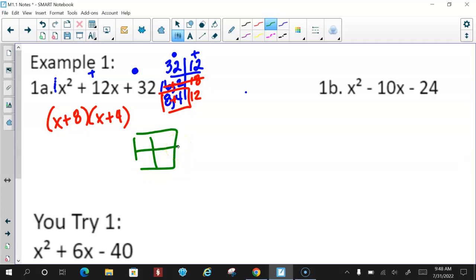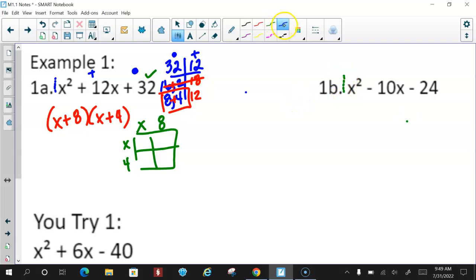Now, I'm not going to do this every time, but just to get y'all in the mode of practicing. So you set up that x and positive 8 and x and positive 4, okay? And then make sure that you get x squared plus 12x plus 32. So again, notice 1b, right? There is no GCF because notice how our leading coefficient, that a, is 1 again.